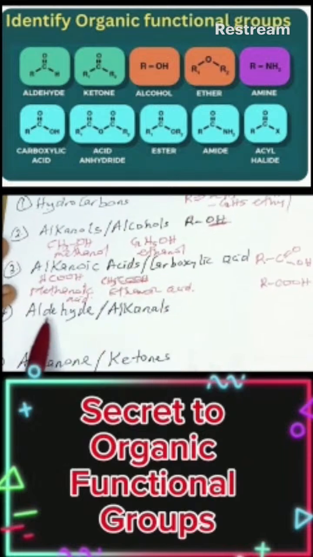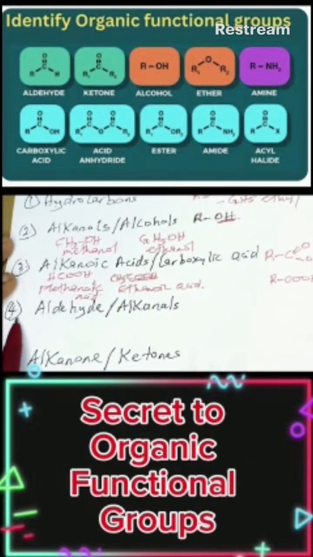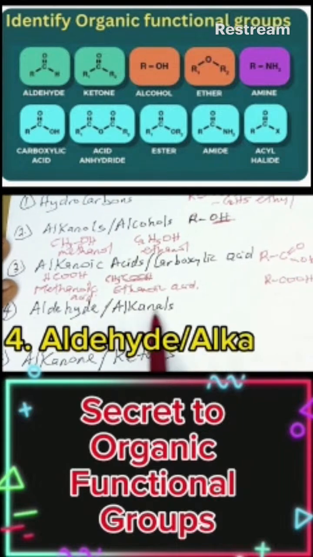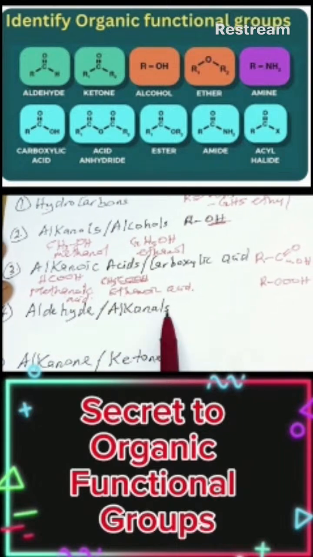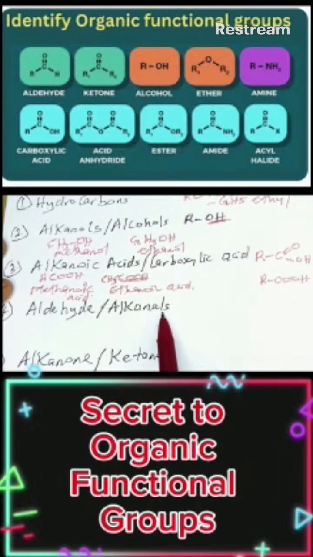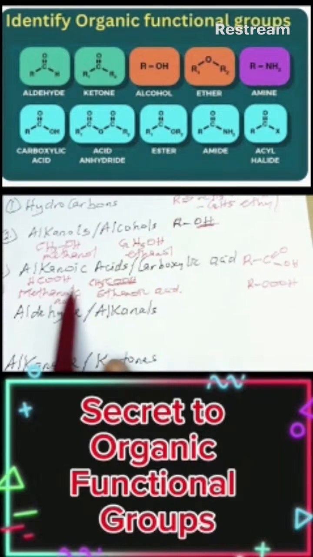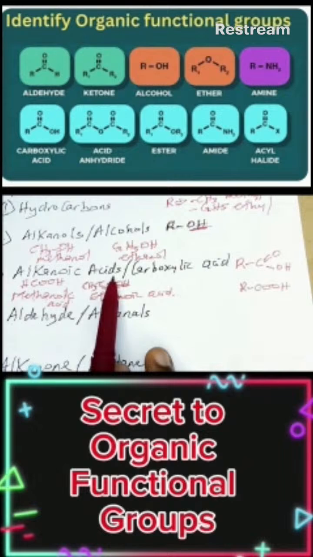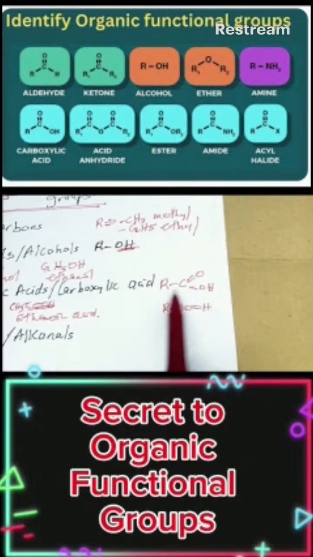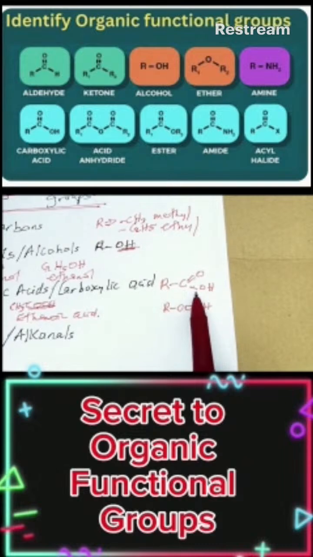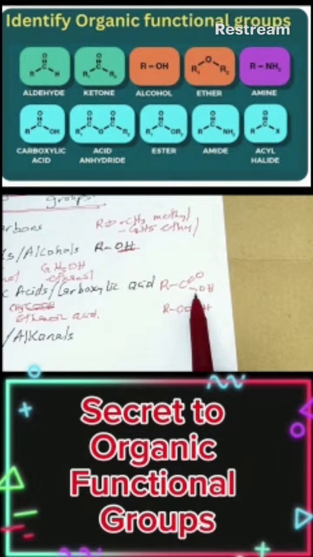Now, let's go to the next one, which is number 4, aldehyde. Aldehydes are also called alkanals. How can you identify this? The carboxylic acid, called alkanoic acid, gave birth, look at it here, to a lot of functional groups under organic chemistry or organic compounds.